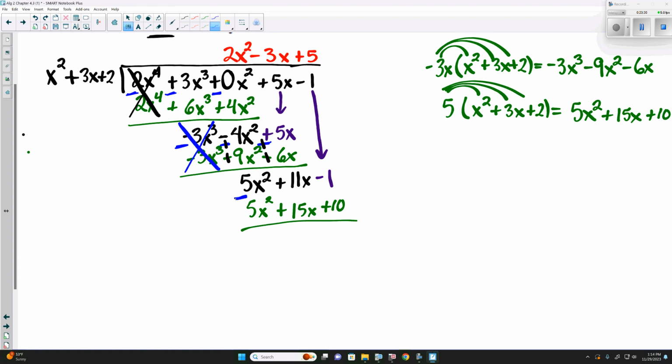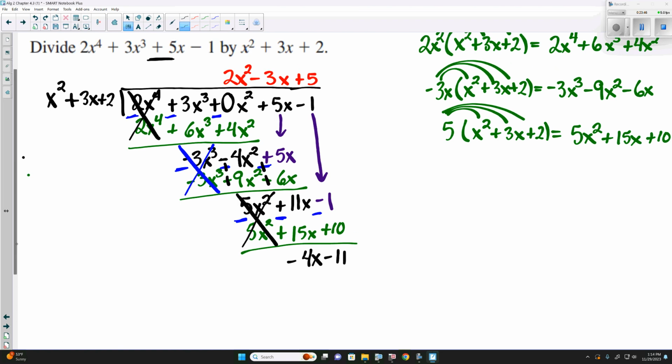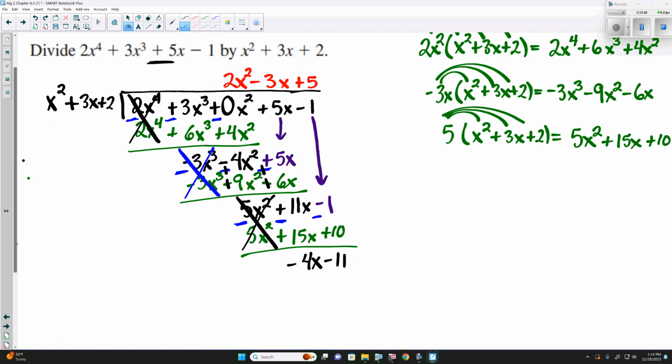And again, just like before, we're going to subtract. 5x squared minus 5x squared is 0. 11x minus 15x is negative 4x. And negative 1 minus 10 is negative 11. Now we don't have any more terms to bring down. And if we want to look, so that tells us it is finished.